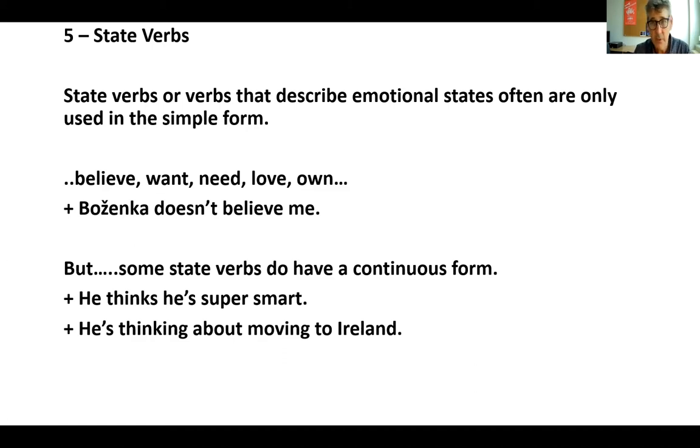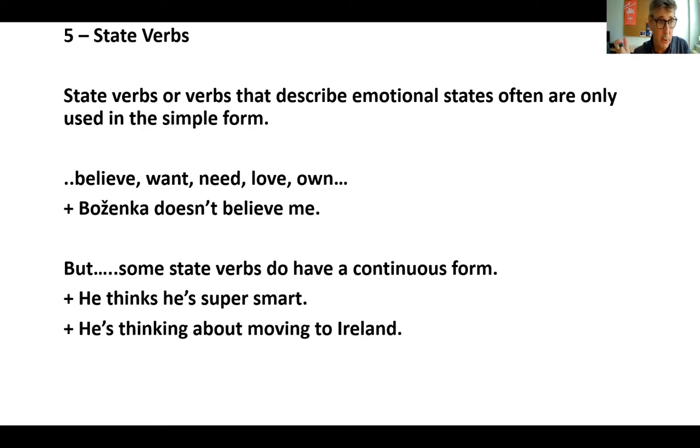Now, some state verbs though, and this is where the confusion comes in, what I was just talking about, is that some verbs do have a continuous form, some state verbs. So for example, here we have think. He thinks he's smart. He thinks he's really smart. He thinks he's super smart. We get that. And we also have though, he's thinking about moving to Ireland. So now there's a difference once we go into these state verbs that have a continuous tense. The meaning's going to change a little bit and how we understand it, like what we're communicating.